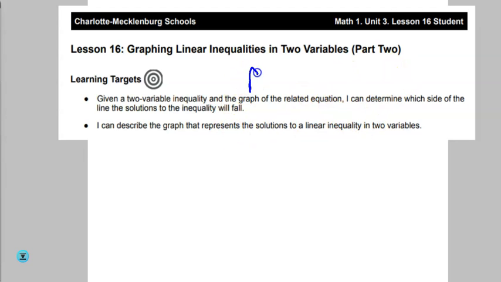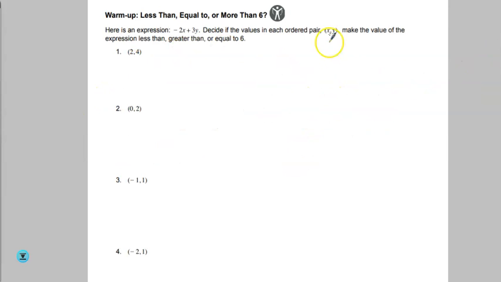So we are on page 159. So you'll go to page 159 in your book and you can follow along. There is a warm up, page 159. Try this warm up again, page 159.